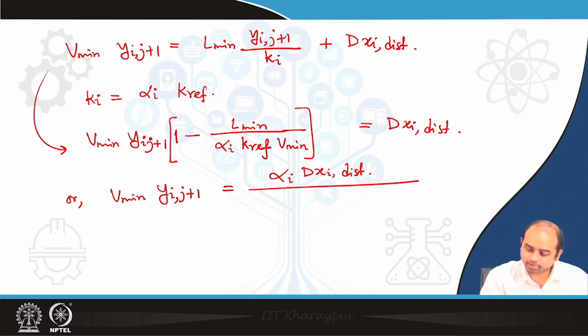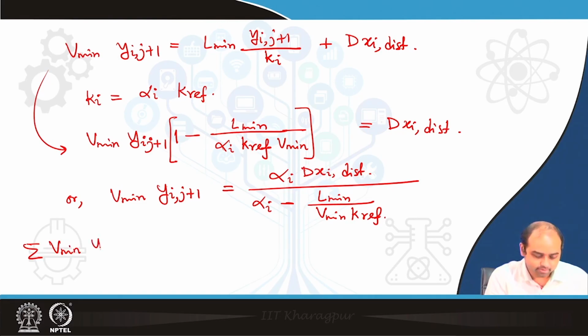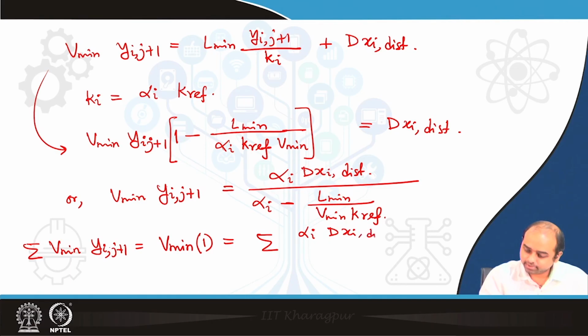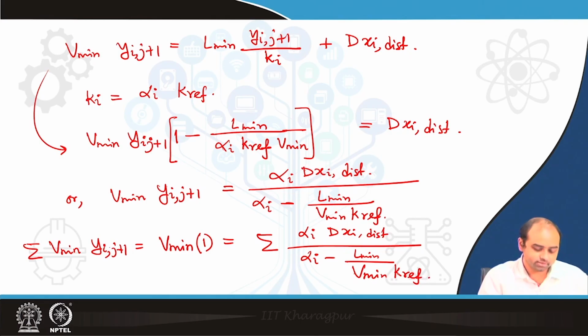I can also multiply top and bottom with alpha I, so it's alpha I minus L min by V min K ref. So these are all algebraic steps, and I hope all of you are following, and that's why I'm doing it a little bit quickly. Now the summation of V min yi j plus 1 will give you V min, because summation of all the vapor phase components will lead to 1, isn't it? And this will be equal to the summation of alpha I dxi at the distillate divided by alpha I minus L min by V min K ref. So this is the summation.